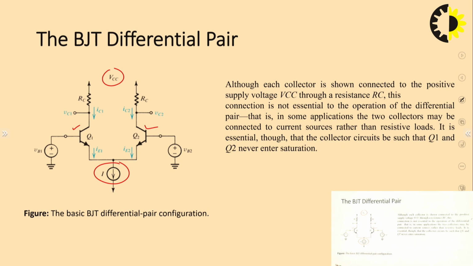We are considering that 2 inputs are applied. Actually, this is the basic differential pair. Later on, we will discuss it with the help of DC, with the help of AC. We'll discuss differential mode, we will discuss common mode, all. So, in this case, the current which is flowing in the ammeter of Q1 is IE1, this is IE2, IC1, IC2.